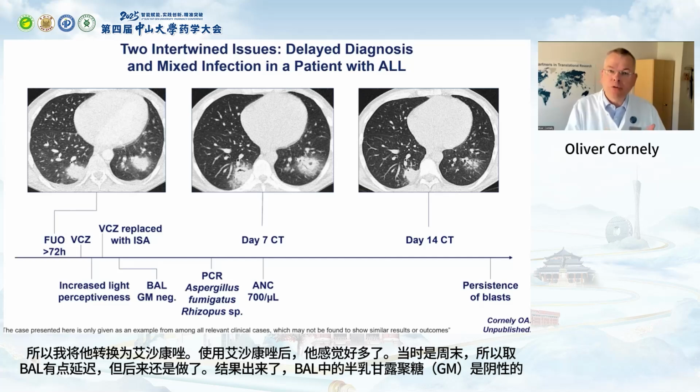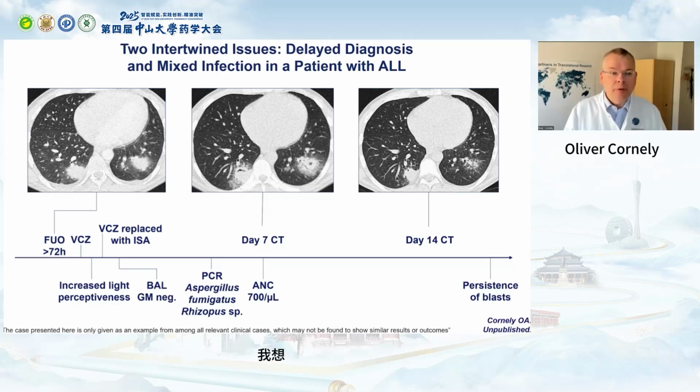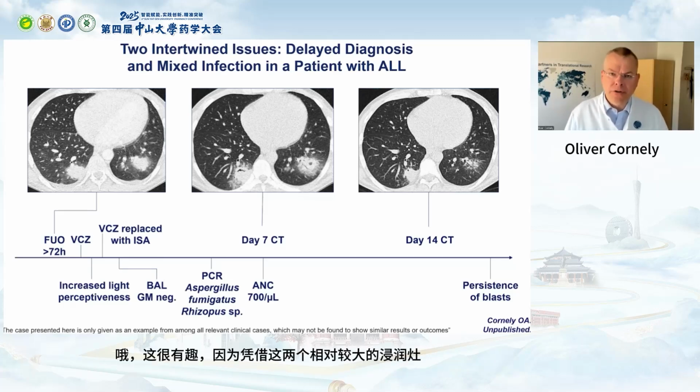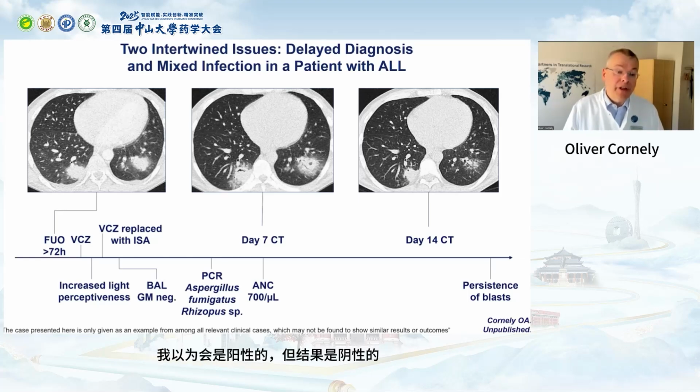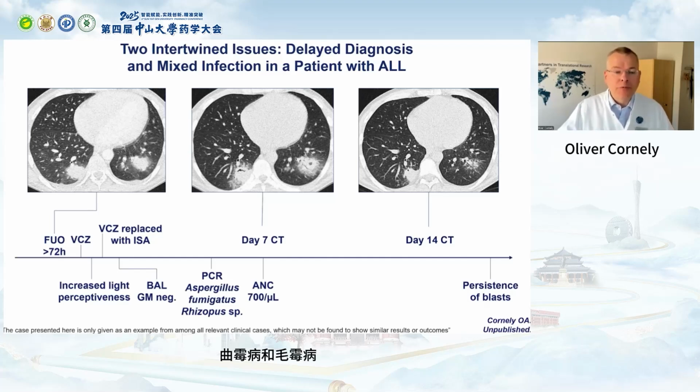So the BAL was a bit delayed and was then done. The results came with a negative galactomannan in the BAL. And I thought, oh, that's interesting, because with these two relatively large infiltrates, I thought that it would be positive. So it was negative. Then we received the PCR results a bit later, 2 days, 3 days later, and we found Aspergillus fumigatus, or our colleagues from microbiology did so, and Rhizopus. So both problems, Aspergillus and a mucormycosis pathogen.